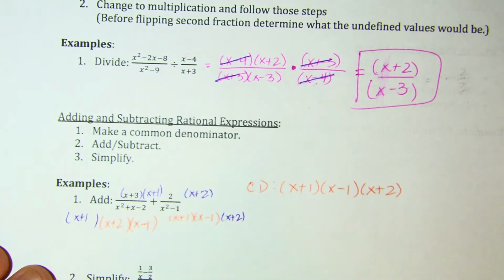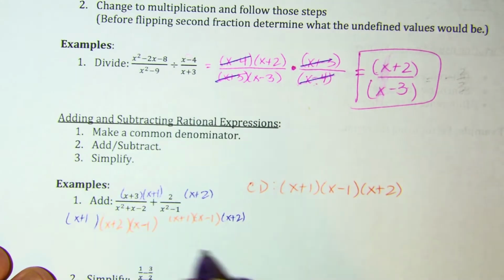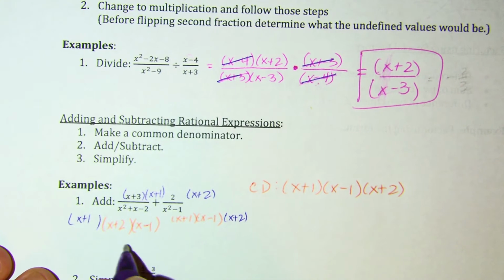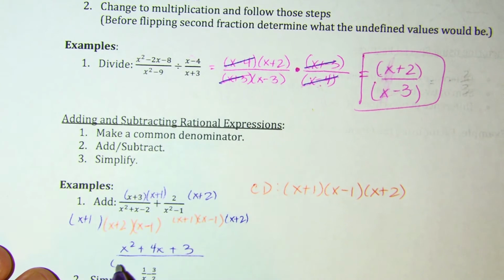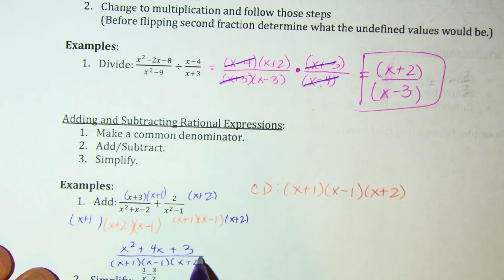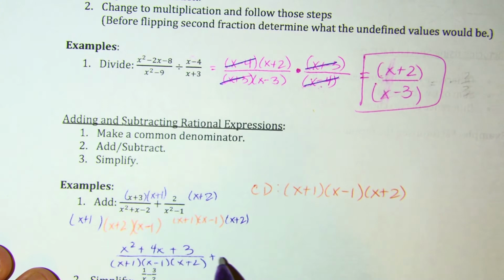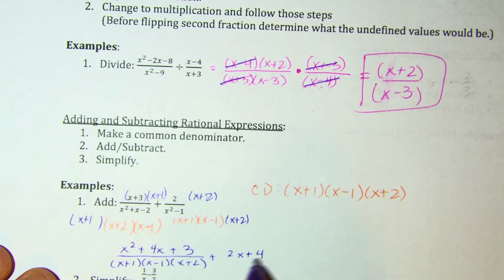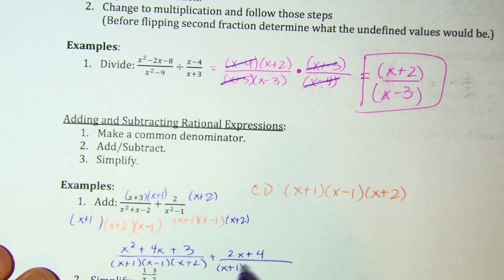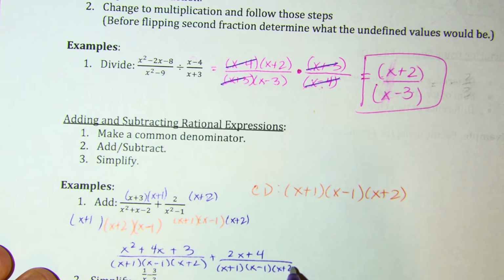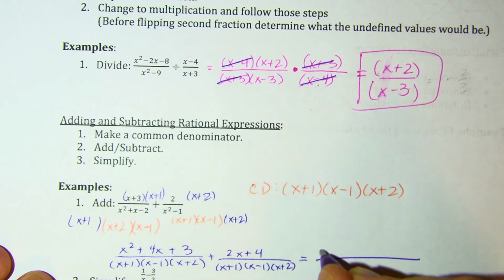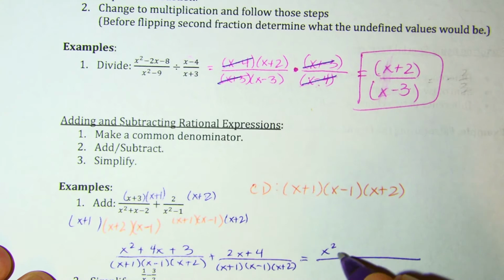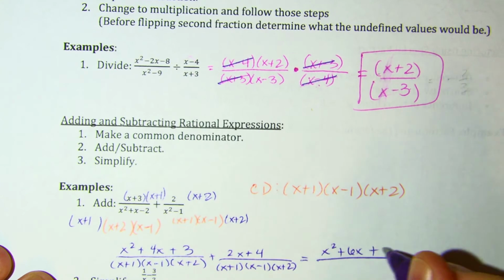So now this becomes x plus 3 times x plus 1, and if I either FOIL or box that out, I have x squared plus 4x plus 3 over my common denominator. Plus, and then 2 can be distributed here. And now we have a common denominator. We can combine these terms together. So I have x squared, 4x plus 2x is 6x, 3 plus 4 is 7.